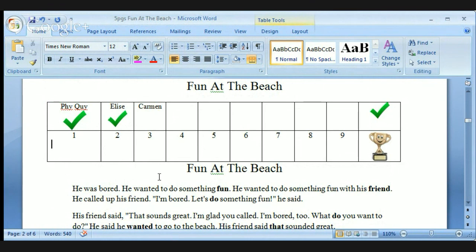1, 2, 3. One day, a boy felt bored and he wanted to do something for fun. He called his friend and asked his friend to go to the beach with him. His friend agreed to go with him. Then he took his friend by his car and they went to the beach. At the beach, they played a lot of. Okay. Okay.